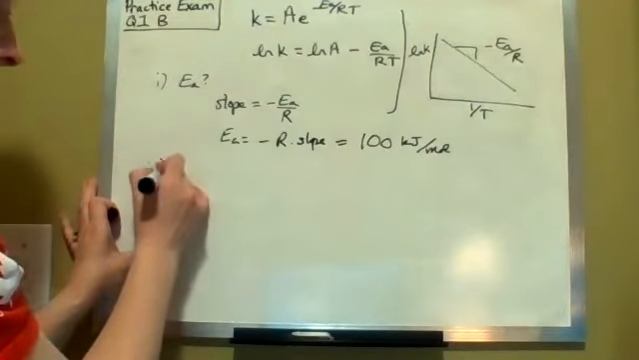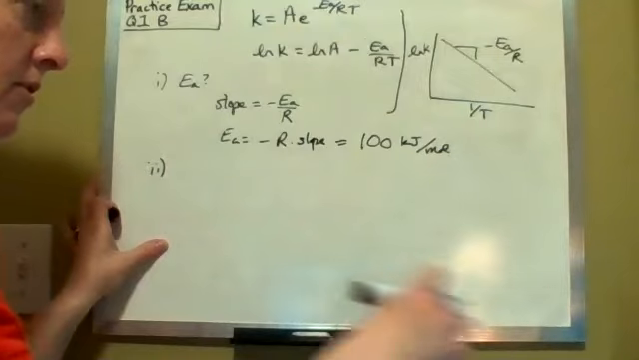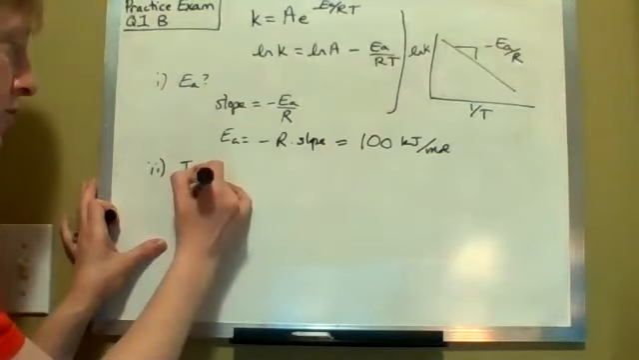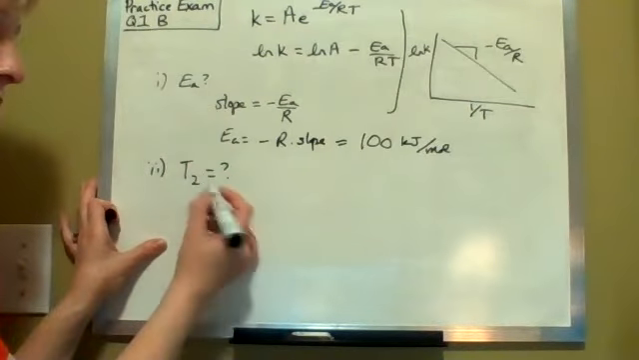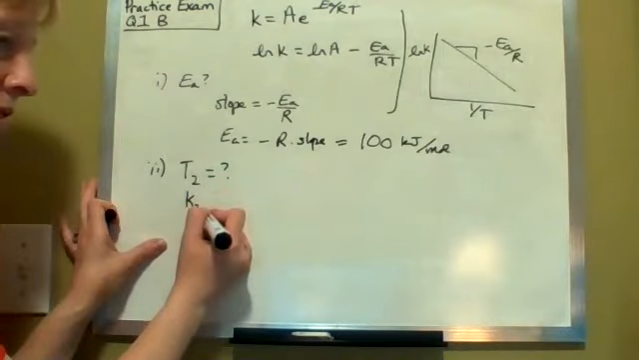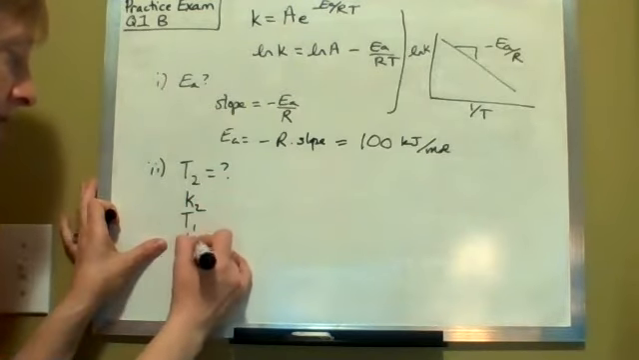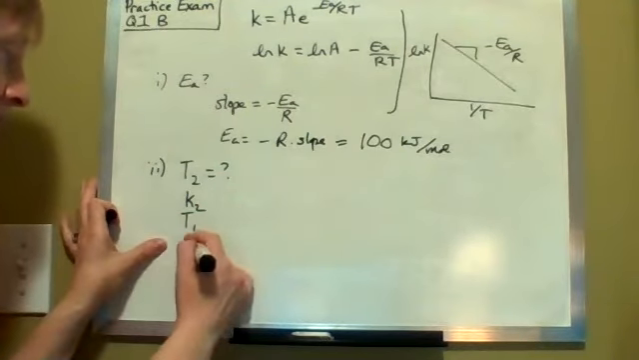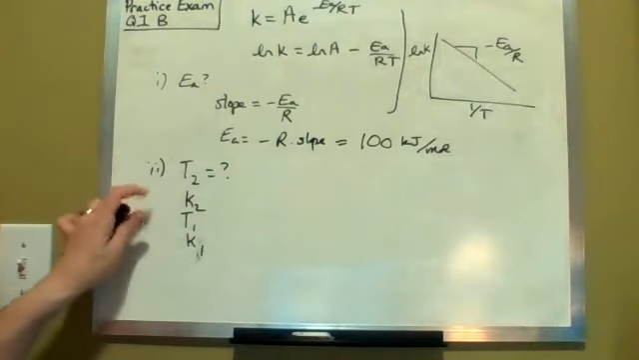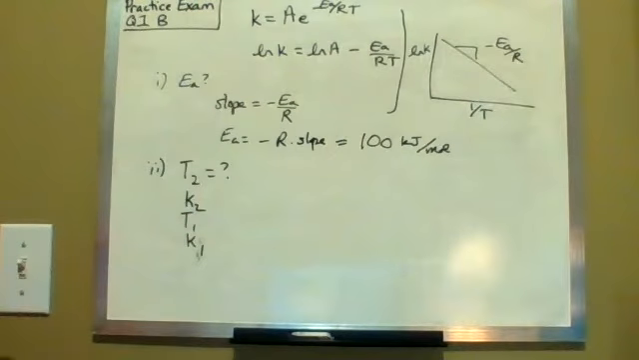Now, part 2 of this question wants to know T2. They're giving you a K2 value, they're giving you a T1 and a K1 value. Okay, so this is one of those questions where you're trying to find one of the temperatures given these others.